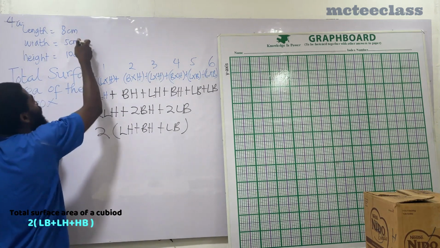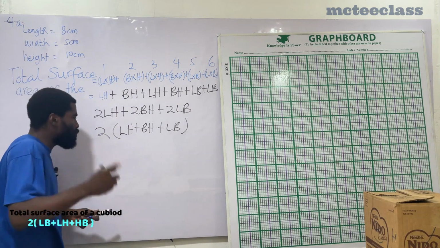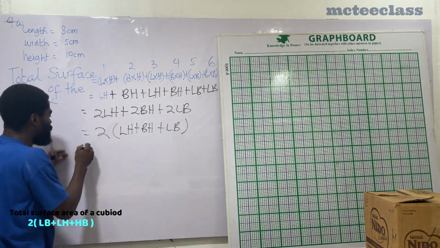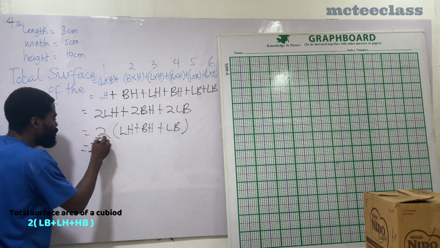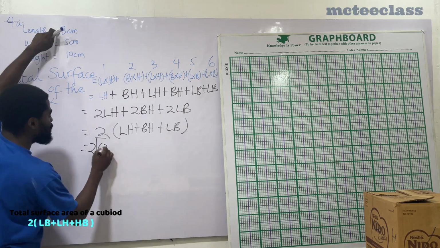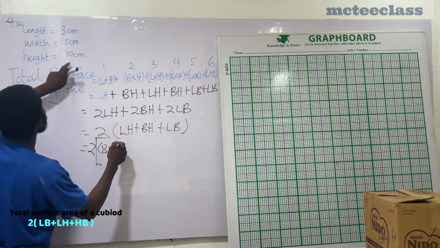Now we have listed the dimensions here. All we have to do is to substitute. Substitution, one of the most important topics you need to be acquainted with. So let's do a substitution. This gives me 2, let me use a square bracket. So for the first one, what's my length? My length is 8 times my breadth, times my height, which is 10.